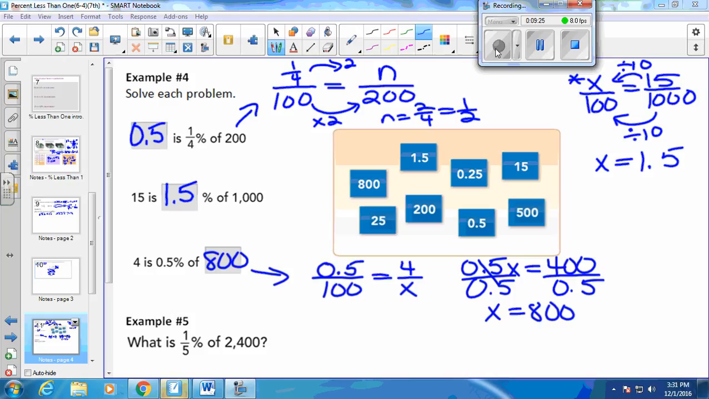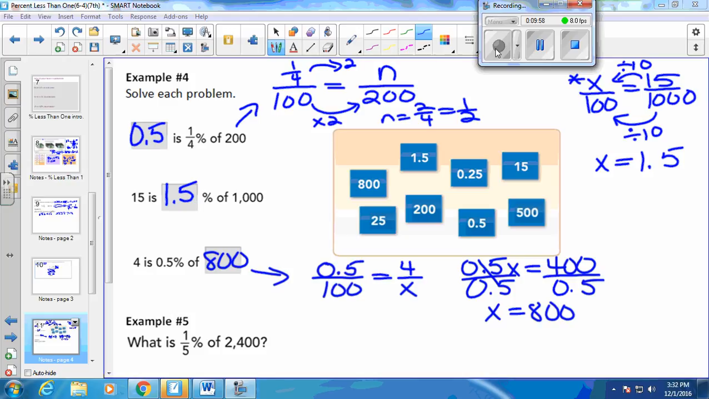So the great thing about percents is that it can be solved many different ways, and then the bad thing about percents is that it can be solved many different ways. So it makes it difficult if you're having trouble trying to find your mistakes. So I just went through and set up proportions for both of them. For the 15 is 1 5/10% of 1,000, I have my proportion. And I noticed that to go from 1,000 to 100, I would divide by 10. So I also divided my numerator of 15 by 10 to get my answer of 1 5/10. You certainly could go through, though, and do your cross multiplication.